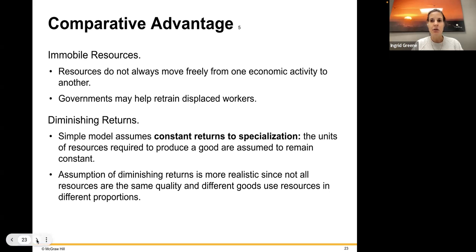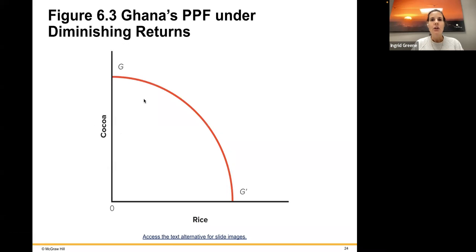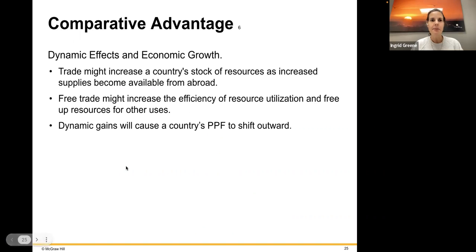The next slide has a graph that speaks to that. So this is an example of Ghana under the production possibility frontier for diminishing returns, saying that after a certain time, actually, they're not going to be as efficient when it comes to making their products. And so that's why there are a lot of critics saying that the Ricardian model is actually a little bit too simple. So let's talk about some more theories.